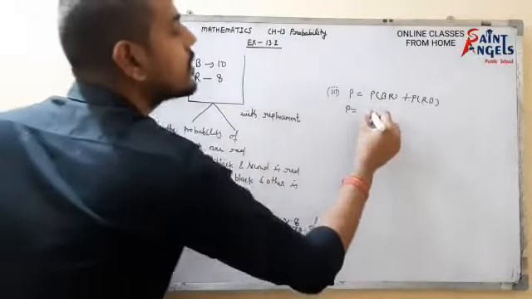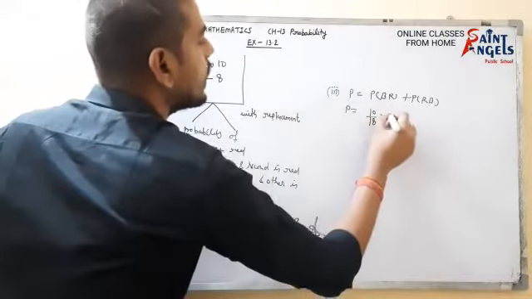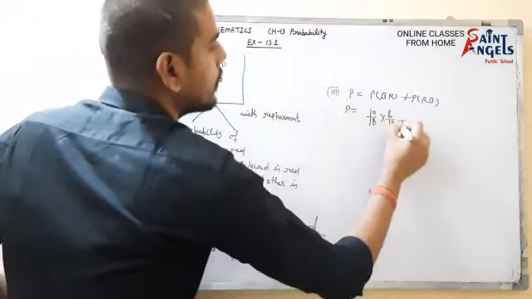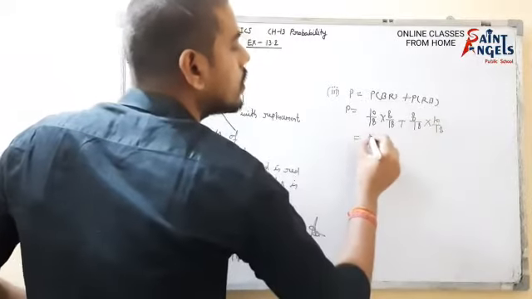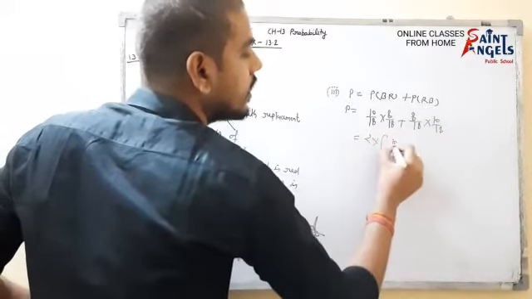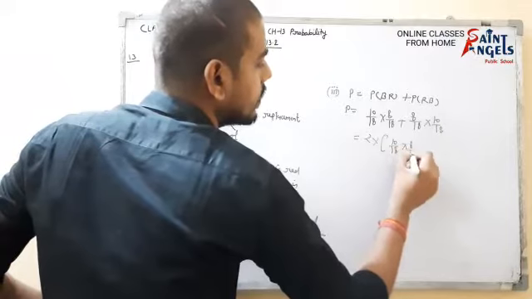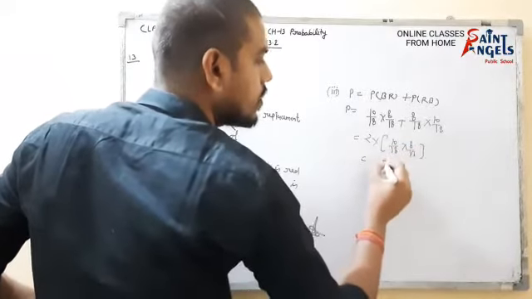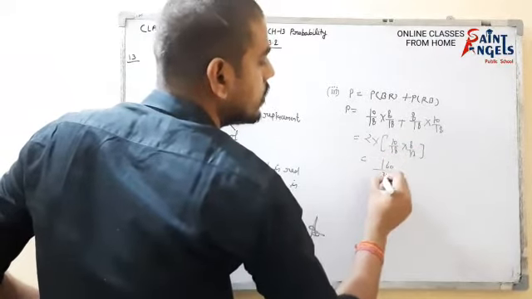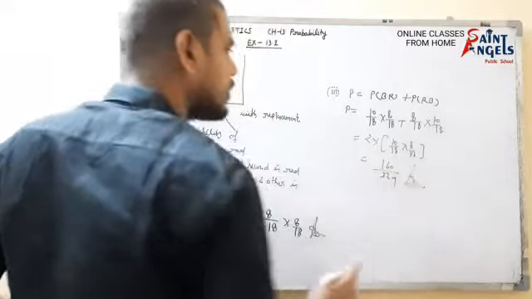So black are 10 by 18 and red are 8 by 18, plus P(R then B). So red are 8 by 18 and black are 10 by 18. It means twice of 10 by 18 into 8 by 18. So that is 160 upon 324. Answer. Very easy question. Okay.